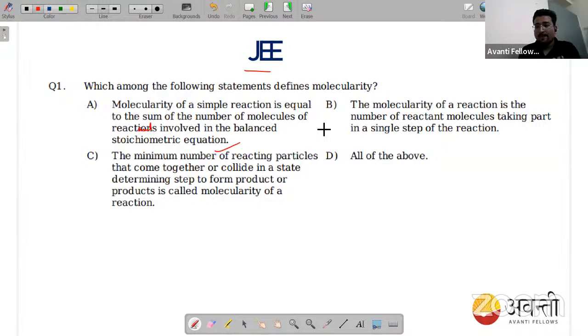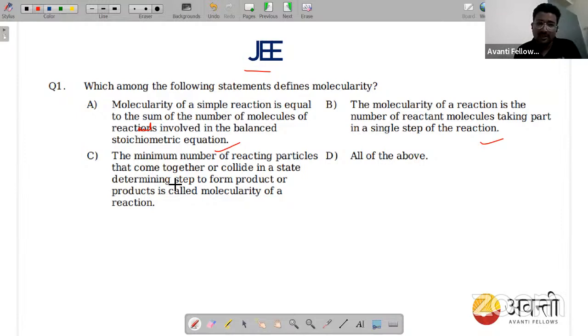Now coming to option B, it says that the molecularity of a reaction is the number of reactant molecules taking part in a single step of a reaction. That is also correct. For a complex reaction, it is made up of multiple steps, or we can say multi-step elementary reactions. So for an elementary reaction or a single step reaction, it is simply the number of reactant molecules taking part. So this is also correct.